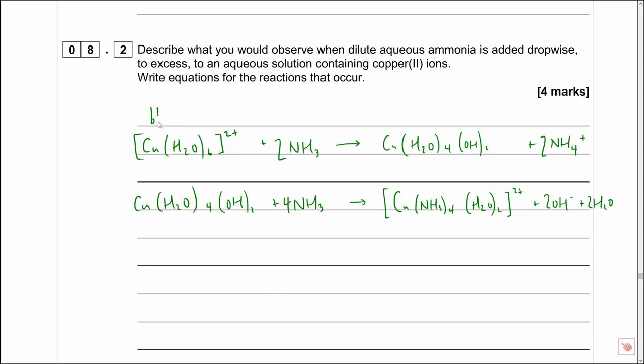In terms of colours here, blue solution is going to go to blue precipitate, which is going to go to what I would call a deep blue or a dark blue. This, of course, is blue precipitate. They're calling it dark blue in the example; deep blue, I think, is fine. Blue precipitate dissolves to give dark blue solution. Bam, 4 marks. Nice and easy.